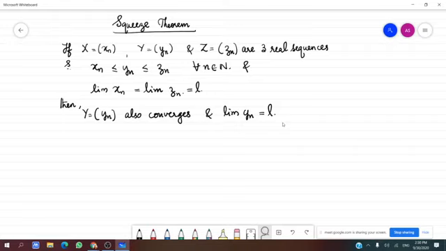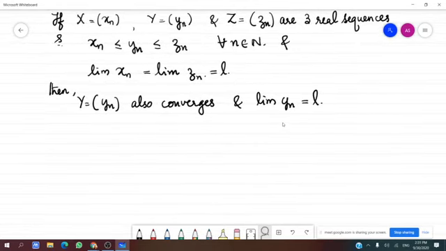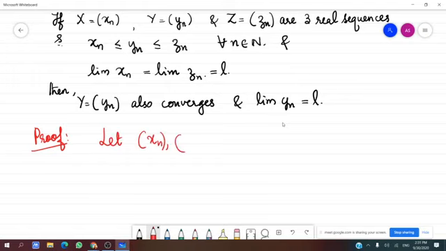Then you can conclude that the middle sequence yn is also convergent and that converges to the same limit L. Okay, so ഇതെങ്ങനെ നമുക്ക് പ്രൂവ് ചെയ്യാൻ പറ്റും എന്ന് നോക്കാം. For that, തന്നിരിക്കുന്ന കണ്ടീഷൻസ് എല്ലാം എടുക്കാം.